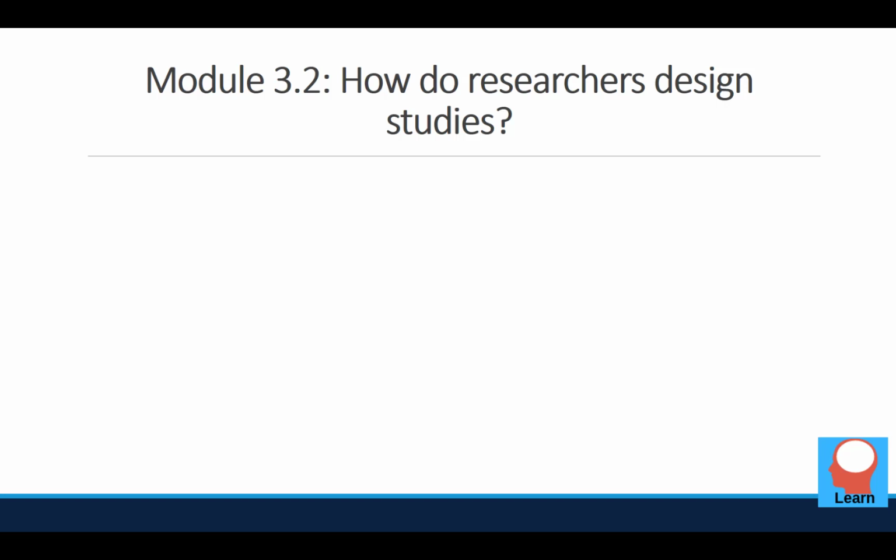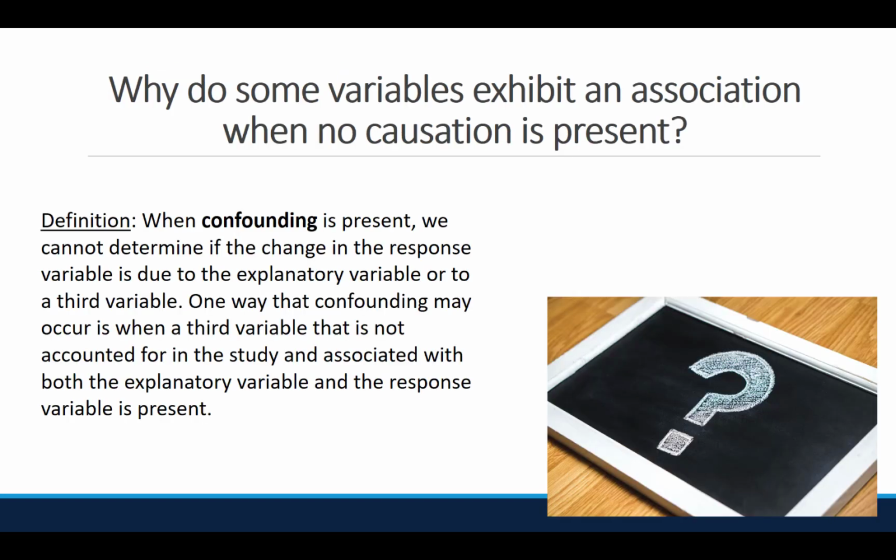Module 3.2. How do researchers design studies? Why do some variables exhibit an association when no causation is present? Definition: when confounding is present, we cannot determine if the change in the response variable is due to the explanatory variable or to a third variable.